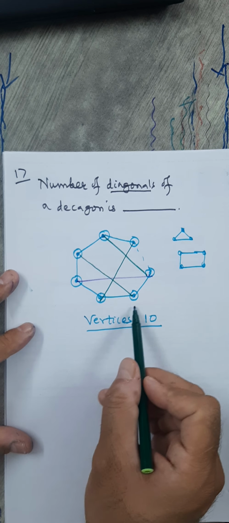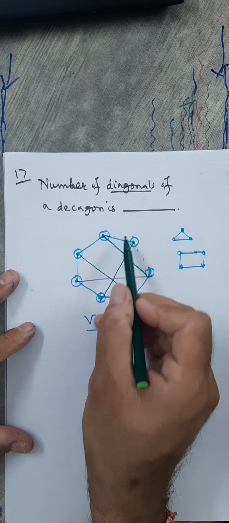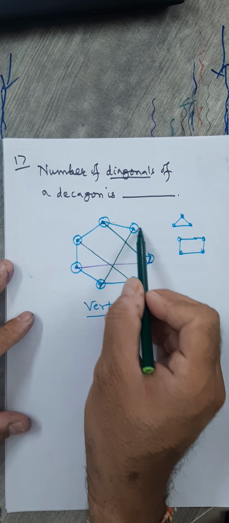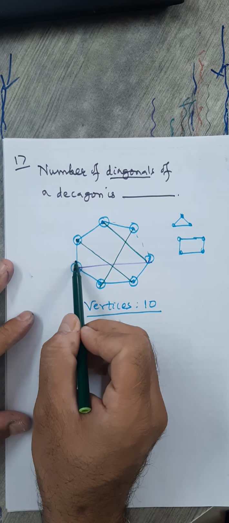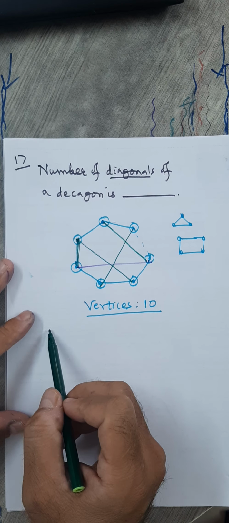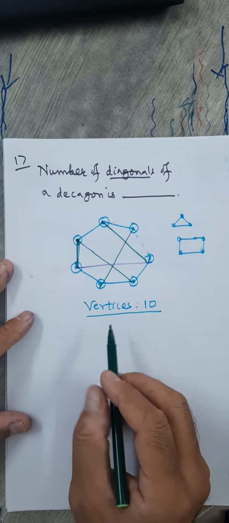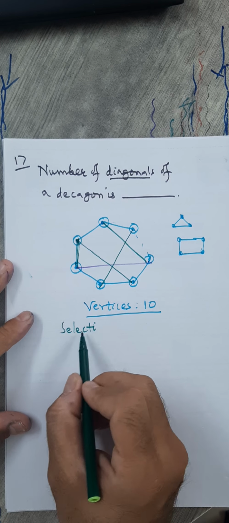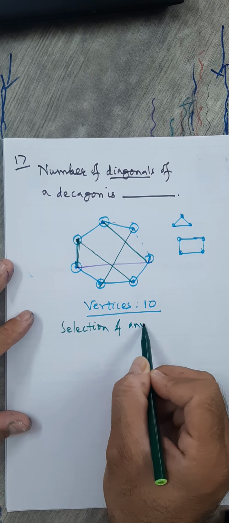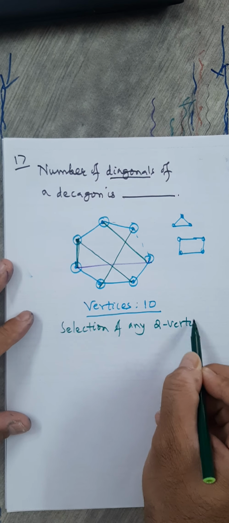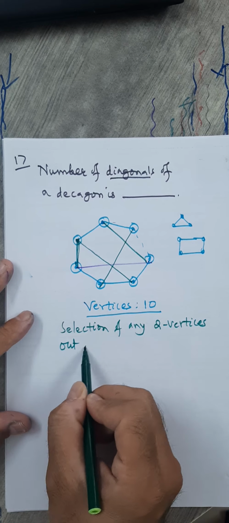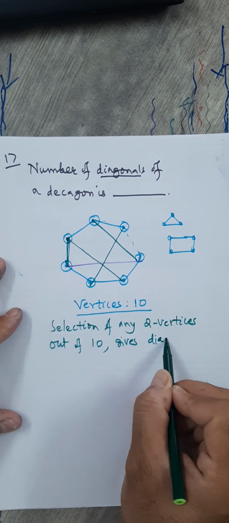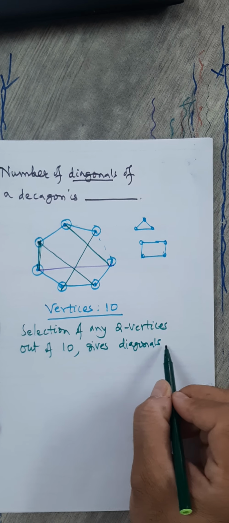So have you noticed what I'm doing? You select any 2 out of these 10 vertices. What problem can there be in this? If I take any 2 out of these, it is quite possible that these two are adjacent, and then a side will come. So afterwards you remove the sides, right? Understood? So selection of any 2 vertices out of 10 gives what will we get? Diagonals plus sides.